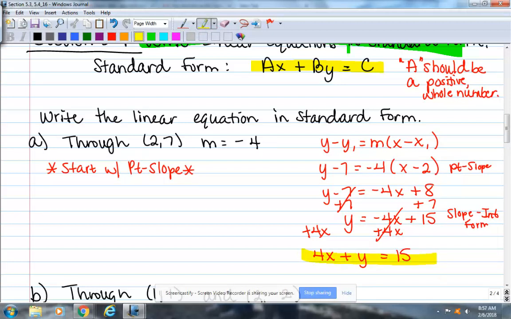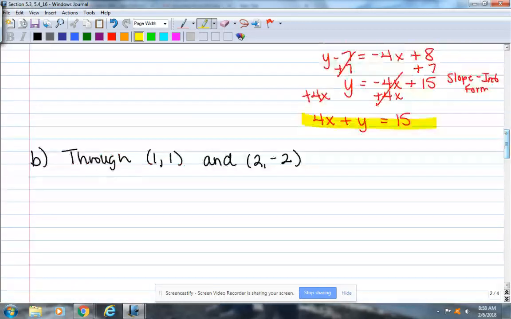You probably did this last year. Okay, so let's just recap. They give us a point and slope. We start with point slope form, simplify it, distribute it, get it to slope intercept form, move the x, and then it should be in standard. Now, if this a is a negative number, we have to fix it, and I'll show you how to do that in a little bit. Okay? Any questions so far? Okay.